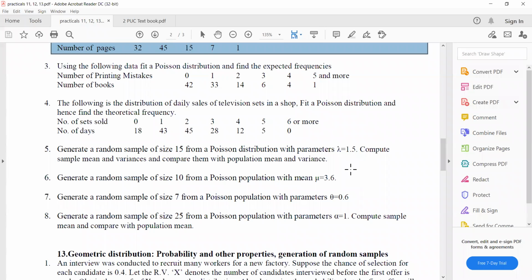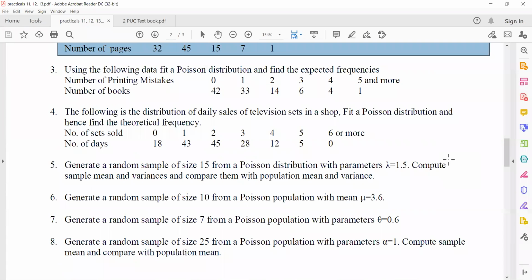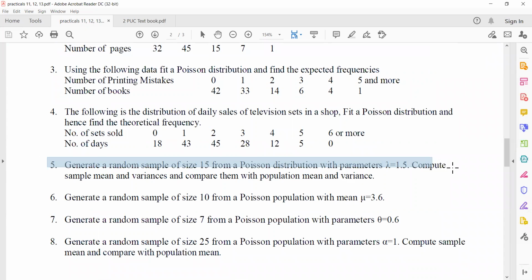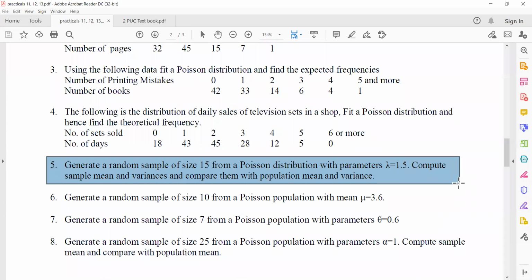Okay? So when the next one is also same fitting, you have different values for x and frequencies. So 3 and 4 you have to do. And let me take you through the fifth one, generation of the random sample.